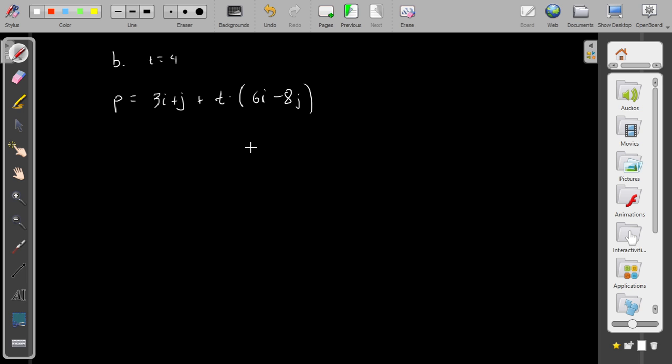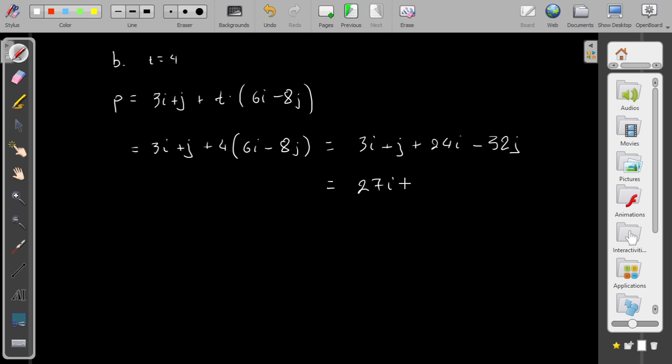Now I can just substitute t with 4 in my equation. So basically it's going to be 3i plus j plus 4 times 6i minus 8j, which is 3i plus j plus 24i minus 32j, which is 27i minus 31j.